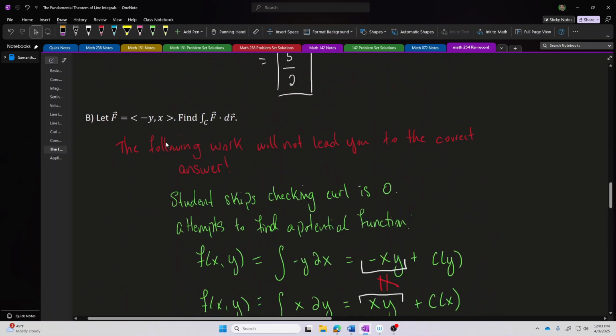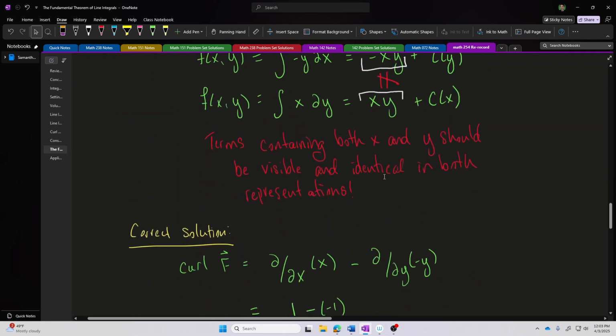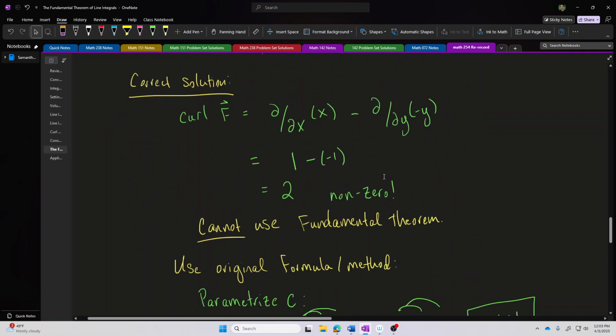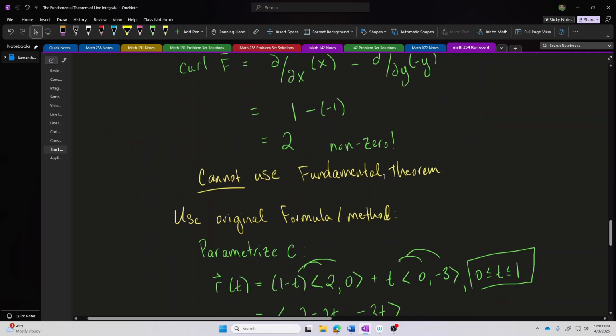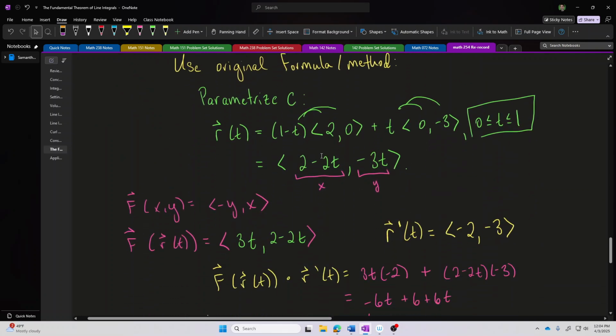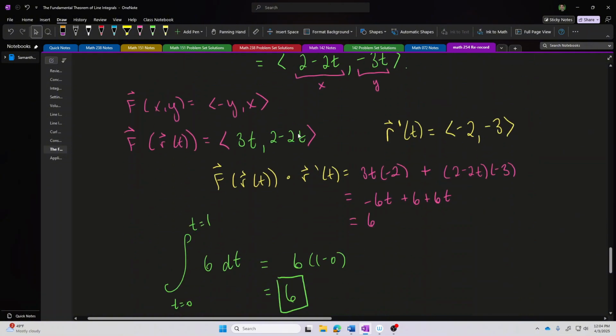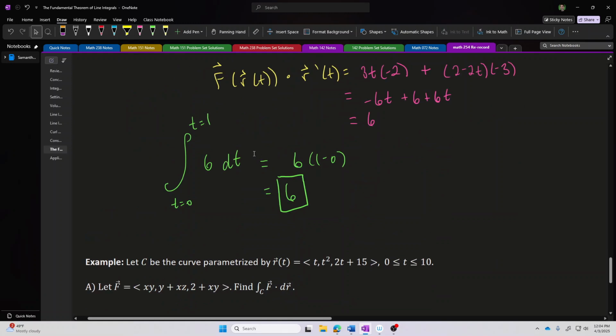If your vector field is not conservative because the curl is non-zero, then we have to go through this sort of older process of parameterizing the curve, plugging the parameterization into the vector field, finding the derivative of the parameterization, finding the dot product, and then integrating that dot product. With a non-conservative vector field, we still have to use this older method.